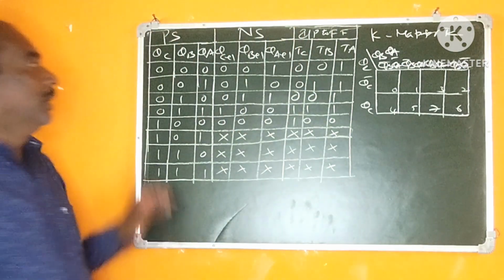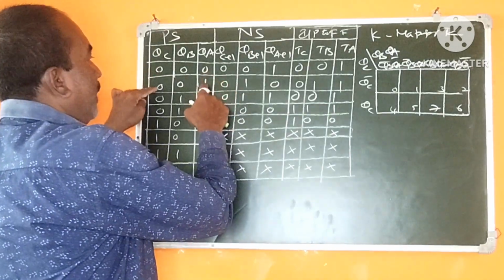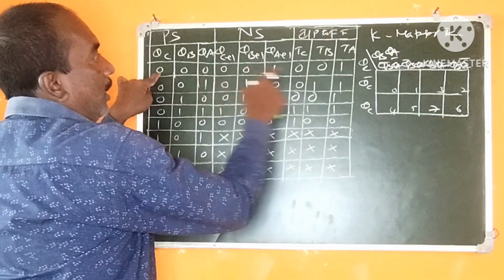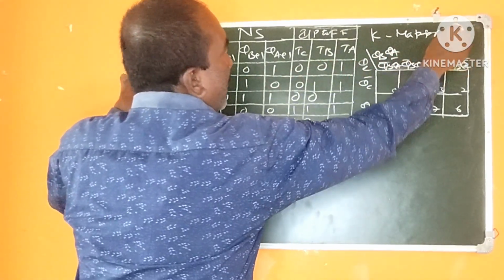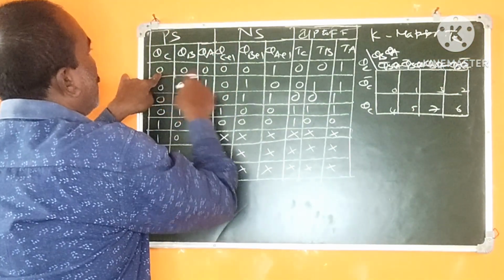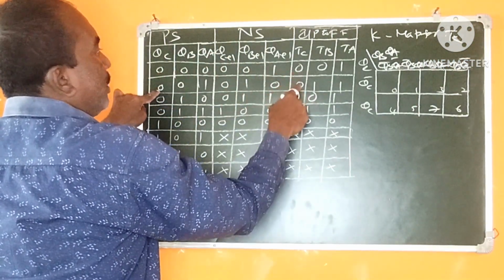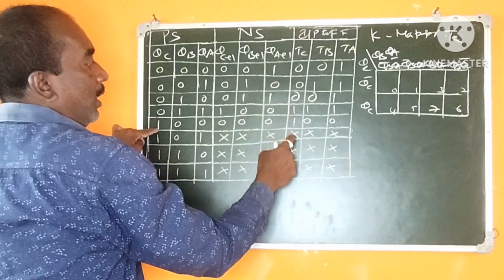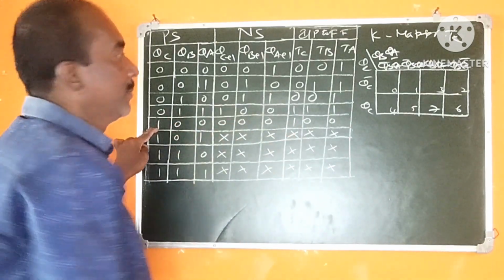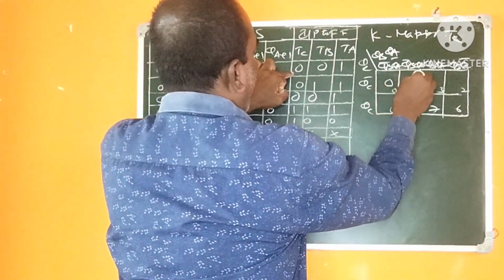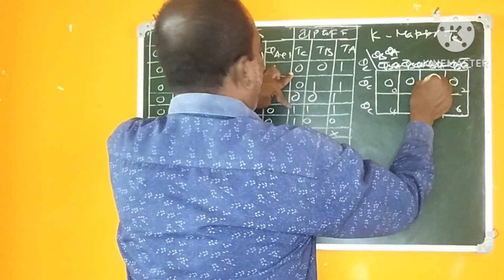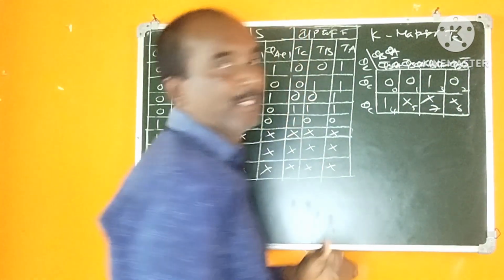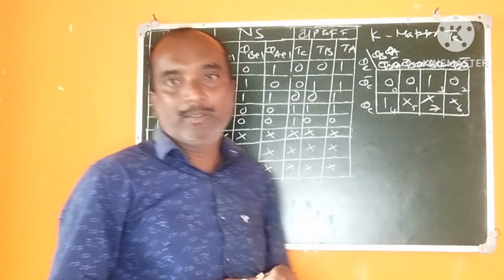Now, this is 0, this one is 1, this is 2, 3, 4, 5, 6, 7. We are representing the K-map for TC. So cell 0 is placed with 0, 1 with 0, 2 with 0, 3 with 1, 4 with 1, and 5, 6, 7 are with x. Now the mapping can be done.